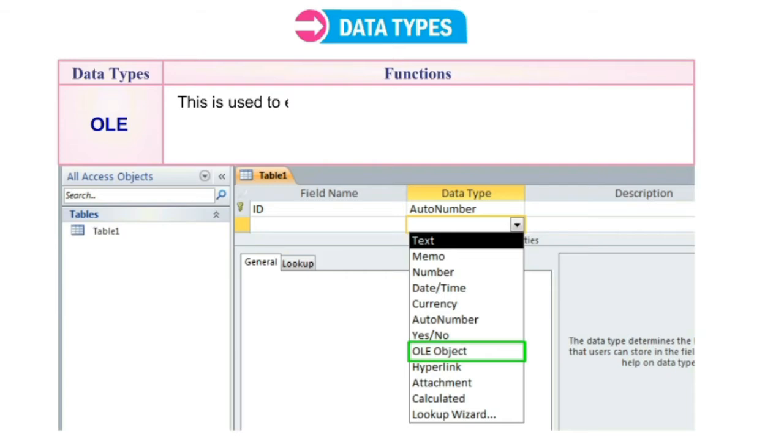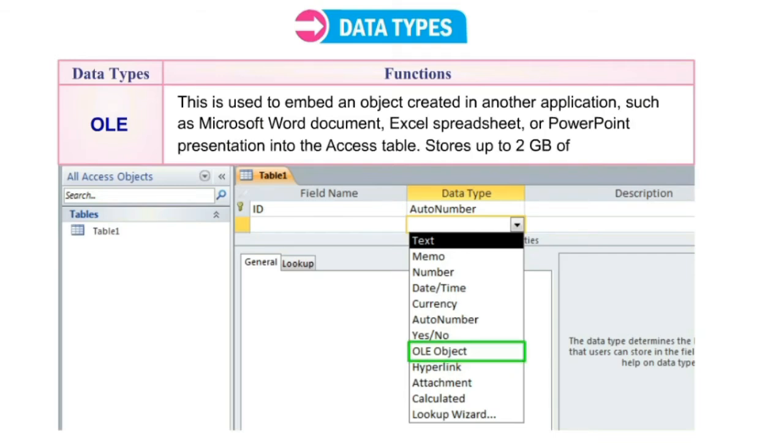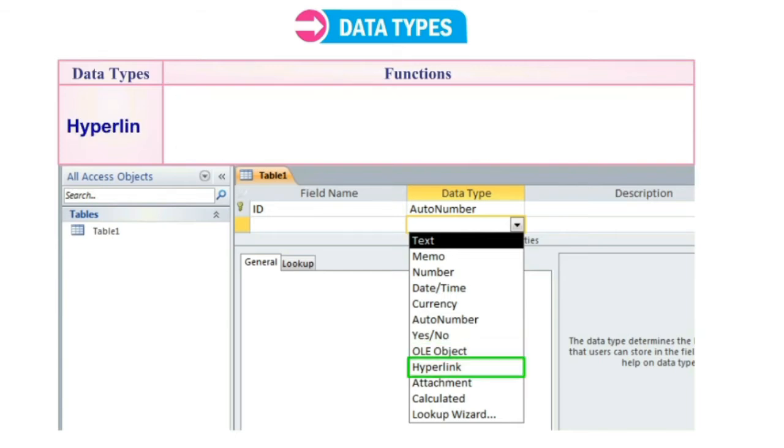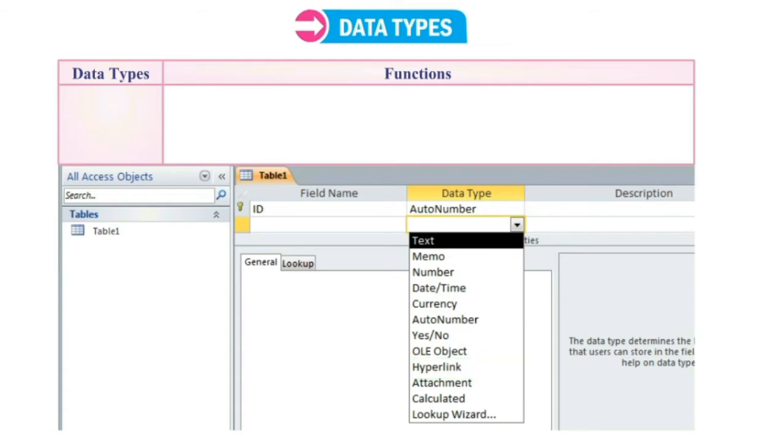OLE. This is used to embed an object created in another application, such as a Microsoft Word document, Excel spreadsheet or PowerPoint presentation, into the Access table. Stores up to 2 GB. Hyperlink. The hyperlink data type can store links to web pages, websites, files on an intranet or LAN on your computer. It stores up to 1 GB of data.